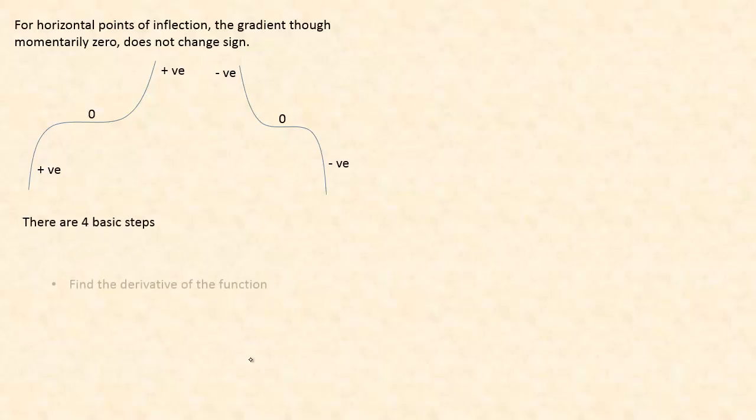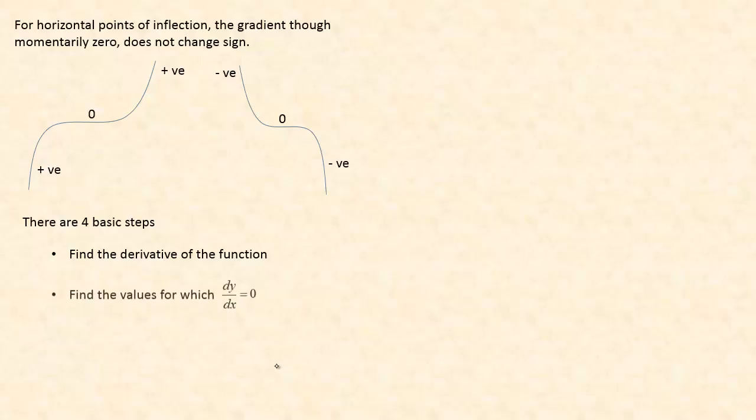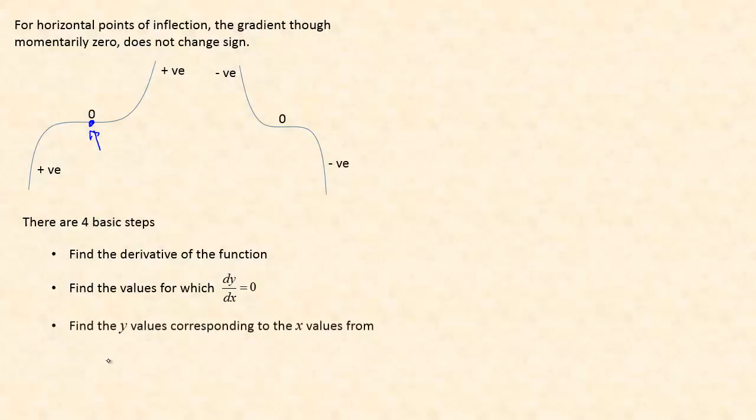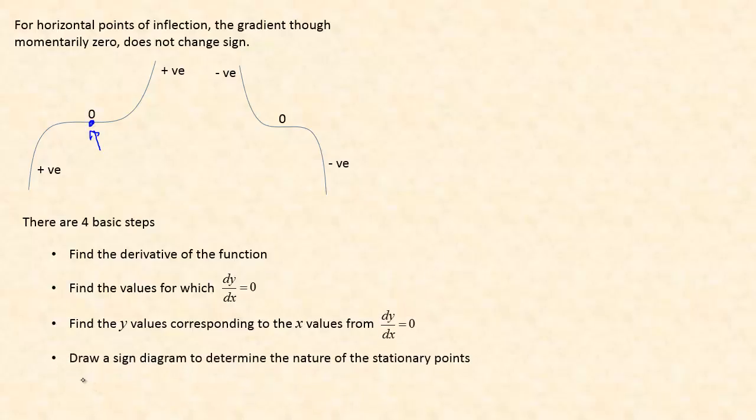There are 4 basic steps. Find the derivative of the function, so that's f'(x) or dy/dx, depending on the notation you're using. Find the values for which dy/dx is 0, or f'(x) equals 0. So that locates for you the turning points themselves. So that will locate for you on this diagram whereabouts this horizontal point of inflection is. Find the y values corresponding to the x values, so that gives us the coordinate rather than just the x value here. And then draw a sign diagram to determine the nature of the stationary points.